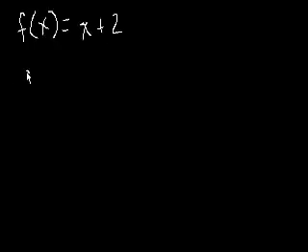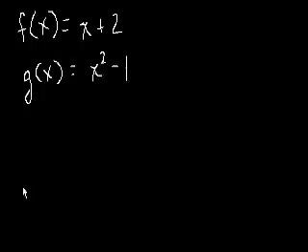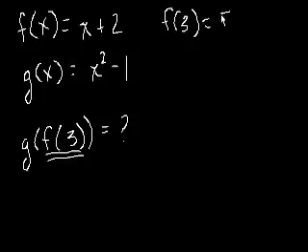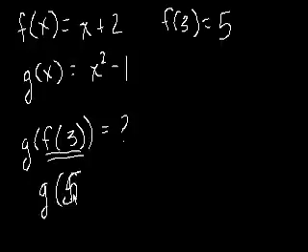So if I were to tell you that I had one function called f of x is equal to x plus 2, and I had another function, g of x, is equal to, let's say, x squared minus 1. If I were to ask you what g of f of 3 is, well, the first thing we want to do is evaluate what f of 3 is, right? So the 3 would replace the x. So f of 3 is equal to 3 plus 2, which equals 5, right? So g of f of 3 is the same thing as g of 5, right? Because f of 3 is equal to 5.